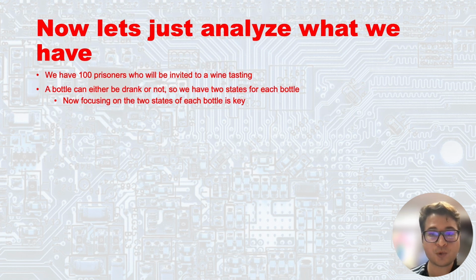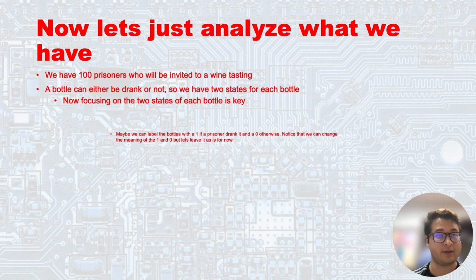Now let's just analyze what we have and what we can do to get an optimal solution. There's 100 prisoners who will be invited to a wine tasting. Yum. Okay? A bottle can either be drank or not, so we have 2 states for each bottle, okay? Now, focusing on the 2 states of each bottle is key. Why? Because a prisoner can either drink it or not, and we can label it like that. So we can say yes, no, right?